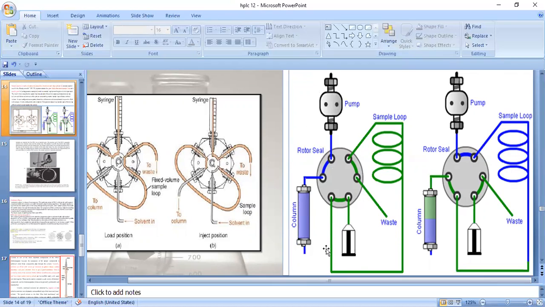This injection goes into the sample loop. This is the sample loop. So this in green is the sample filled. आपने इसको sample fill किया, ये इस loop में चला गया. So it is a separate entity. ये जो है ये separate. So this is the load position जहाँ पे आप sample load कर रहे हैं. आप रन नहीं करें, खाली सैंपल को लोड करें.